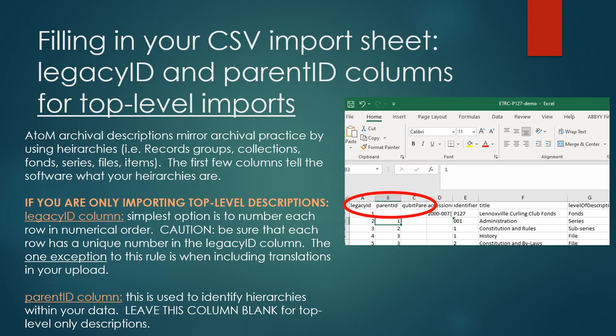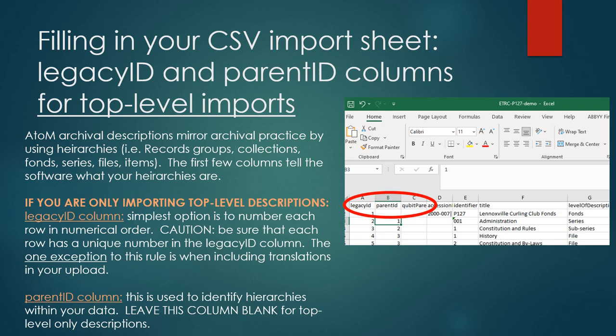And these first few columns here that I've circled, the legacy ID, parent ID, and qubit parent slug, you can't see the whole title of that one. Those columns are important to determine what the hierarchies are of the descriptions that you're working on. Because right now in this particular slideshow, we're only addressing importing top level descriptions, you can ignore parent ID and qubit parent slug, but the legacy ID column, super important.